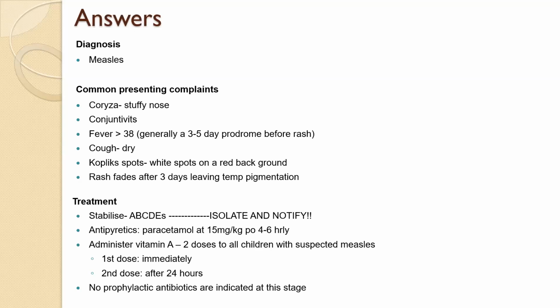It's very important to do that, especially in our PHC facilities. Then you're going to give the patient antipyretics to control the fever they come with, and we generally give them paracetamol at 15 milligrams per kg. And then administer vitamin A. So it's basically 2 doses for all children with suspected measles. The first dose is given immediately, and the second dose is given after 24 hours. And then no prophylactic antibiotics are indicated at this stage.